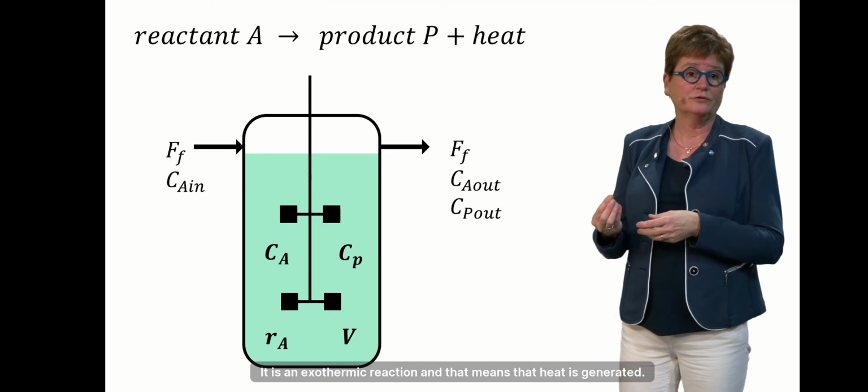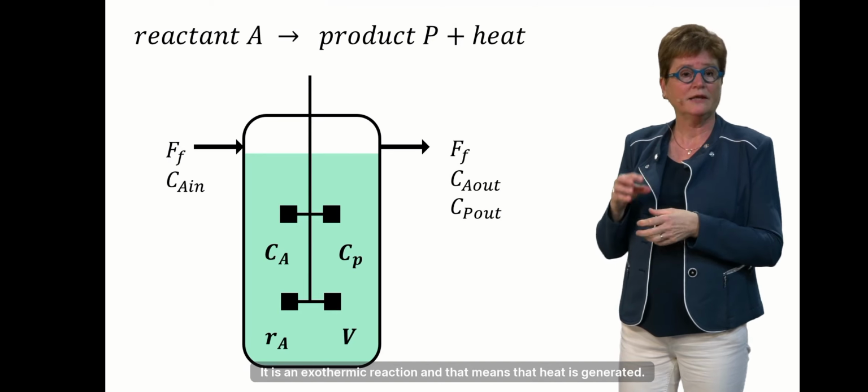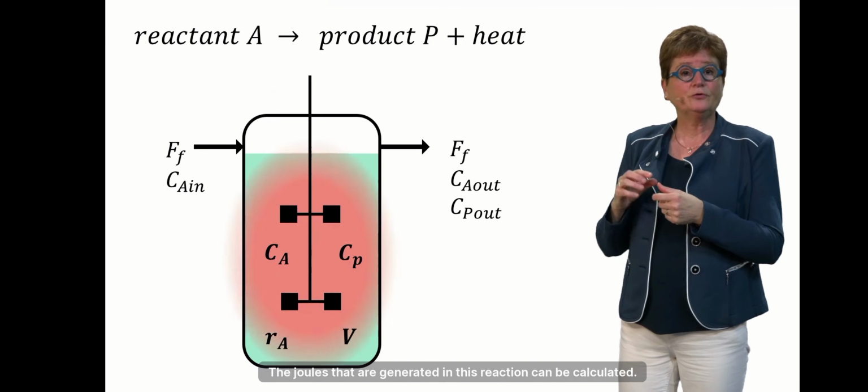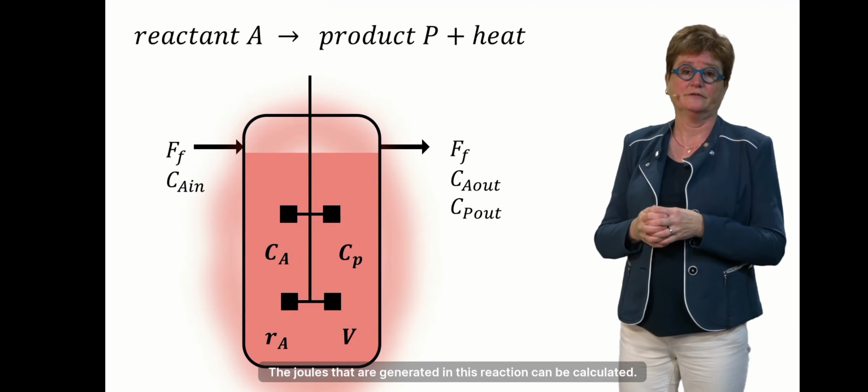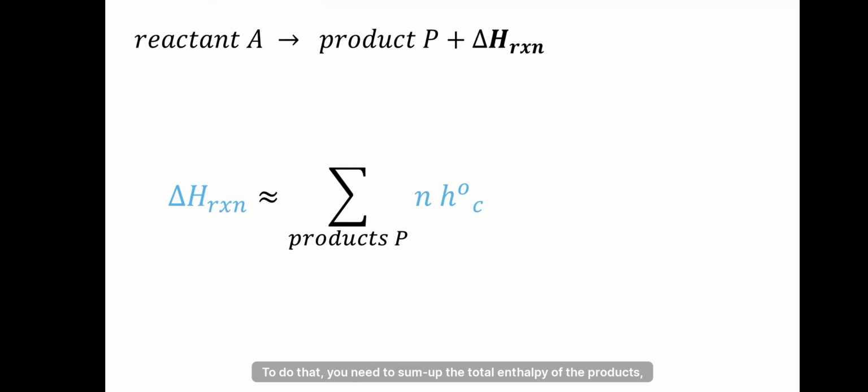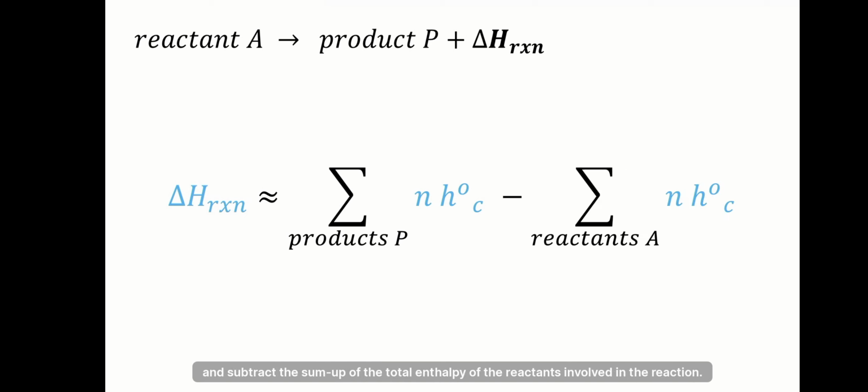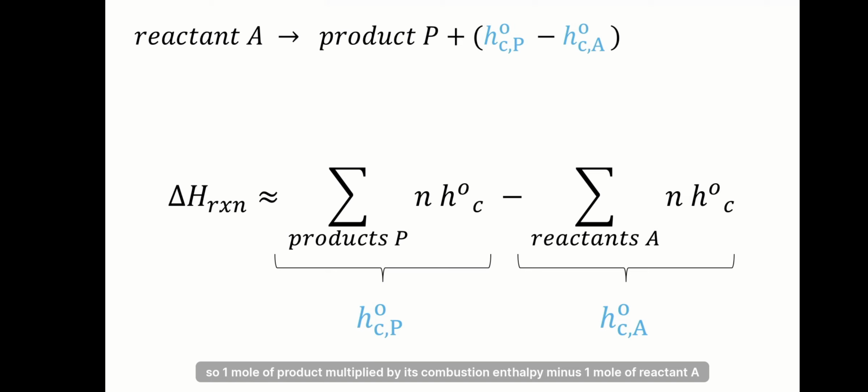It is an exothermic reaction, and that means that heat is generated. The joules that are generated in this reaction can be calculated. To do that, you need to sum up the total enthalpy of the products and subtract the sum of the total enthalpy of the reactants involved in the reaction. So here we have 1 mole of reactant producing 1 mole of product. So 1 mole of product multiplied by its combustion enthalpy minus 1 mole of reactant A multiplied by the combustion enthalpy of the reactant gives the heat that is generated.